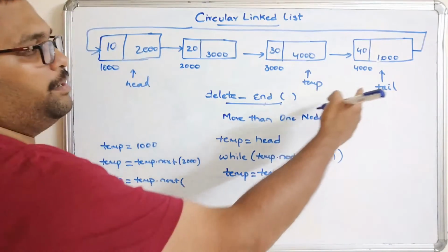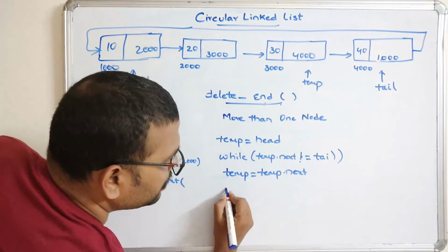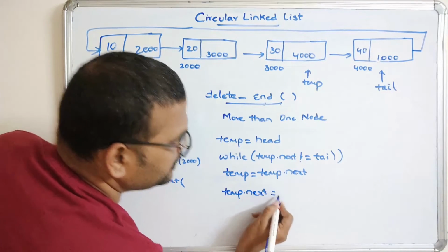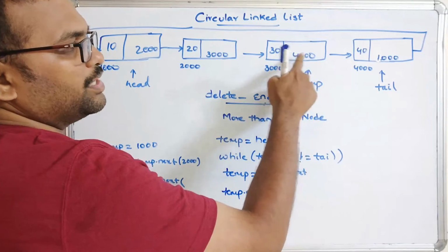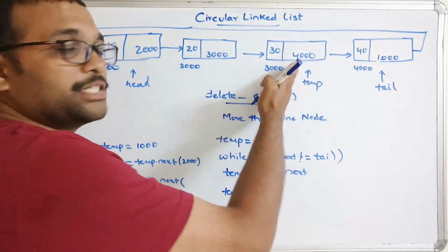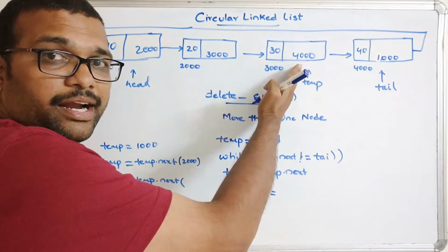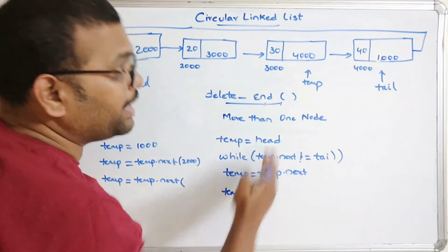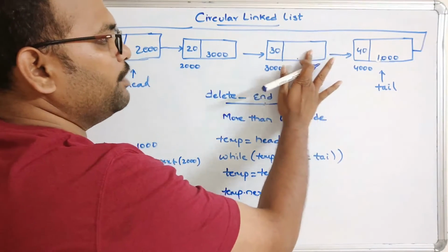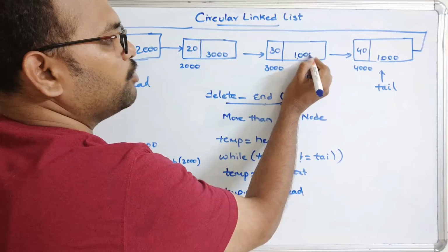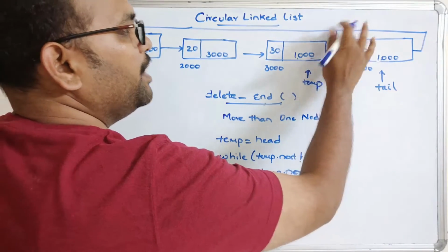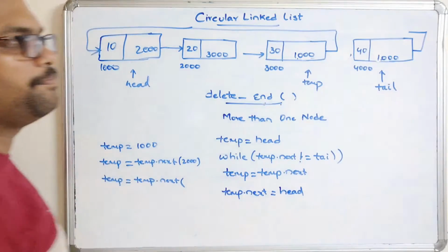Simply you can see, temp.next is equal to, so instead of 4000, if you delete the last node, this will be the last node. So the last node should hold the address of the first node. So temp.next is equal to head. Simply the 4000 will be removed and here there will be 1000. So this link will be disconnected here and it will point to the first node.